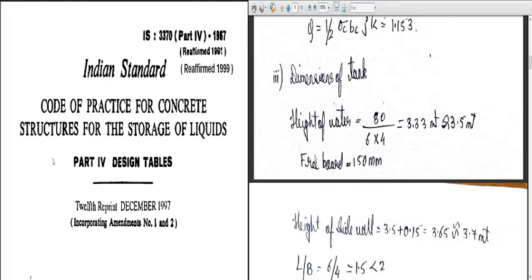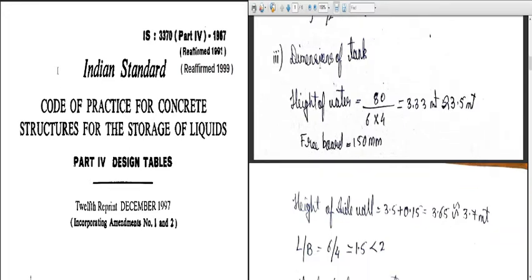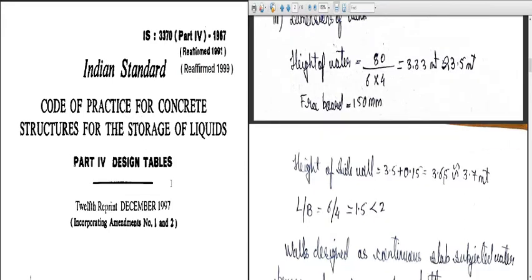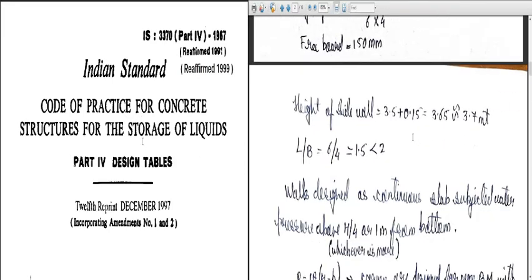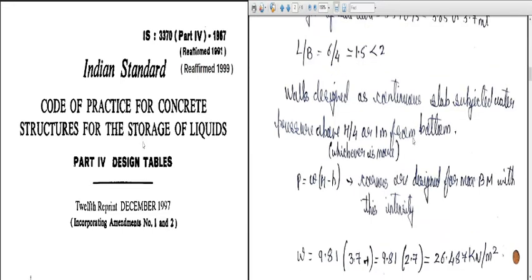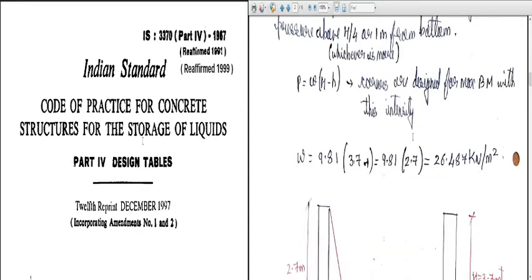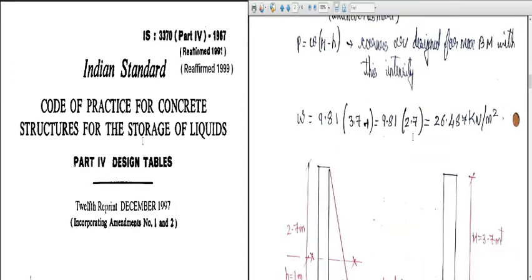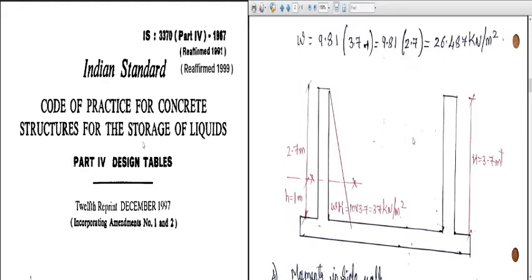Then we came to the dimension of the water tank. The height of the water tank was given by volume divided by the area, so 80 divided by 6 into 4, we got 3.5. Adding a freeboard to it, we worked it out to be 3.7 meter. Then the length by breadth ratio is 1.5, which is less than 2. So the wall was designed as continuous, seeing to it that the pressure above h by 4 or 1 meter from the bottom, whichever is more. So we got omega 26.487 kilonewton per meter square, which was acting here.